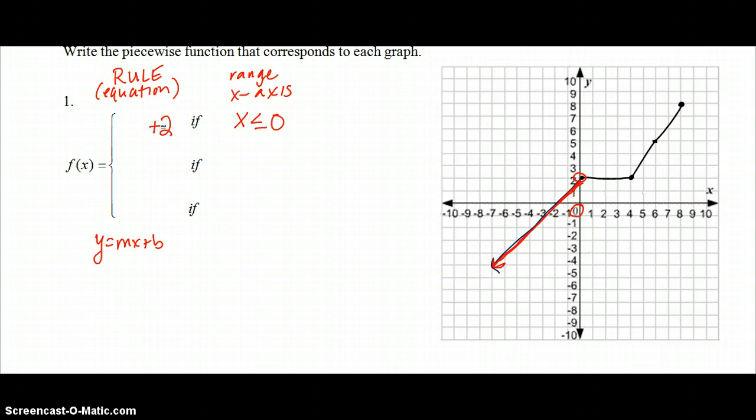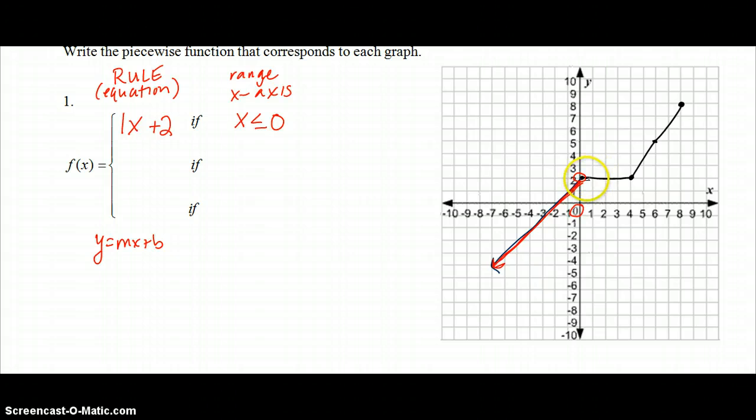Now we need to know our slope. This is a positive slope. It's going up from left to right. So if we go down 1, which is negative, to the left, which is negative, that will give us a positive slope. So it's down 1, left 1, down 1, left 1. So our slope is actually 1. So we can write it as 1x plus 2, or even just x plus 2 is fine.